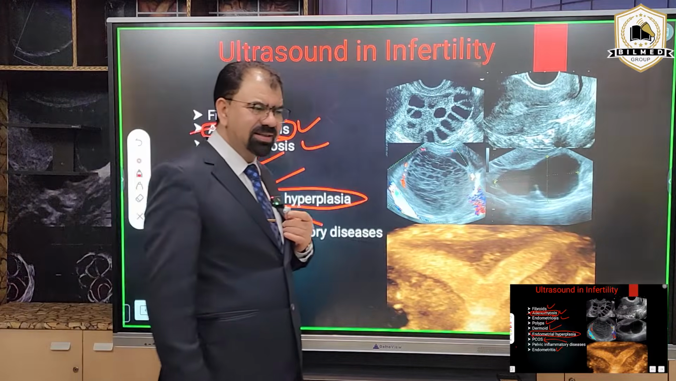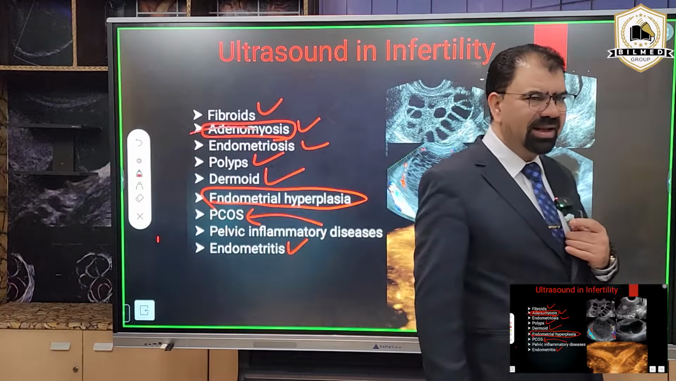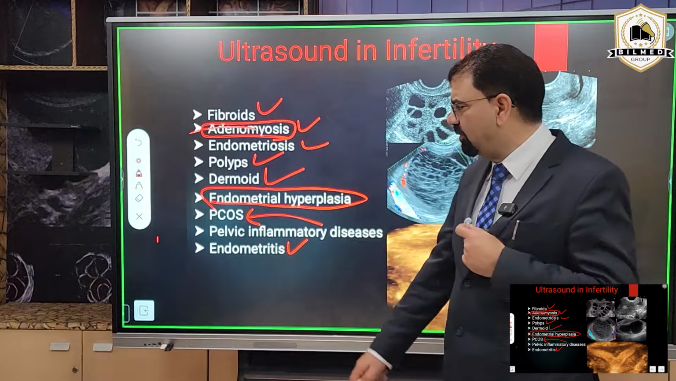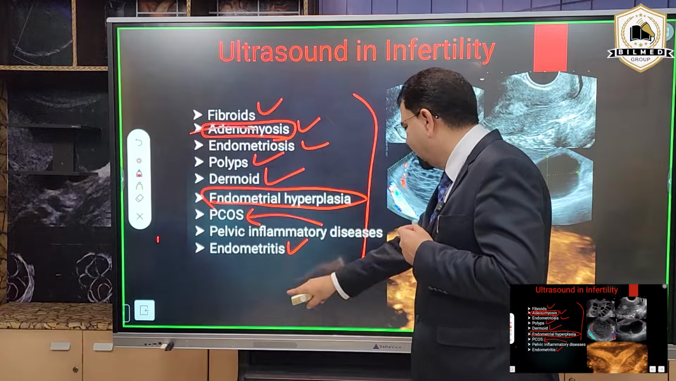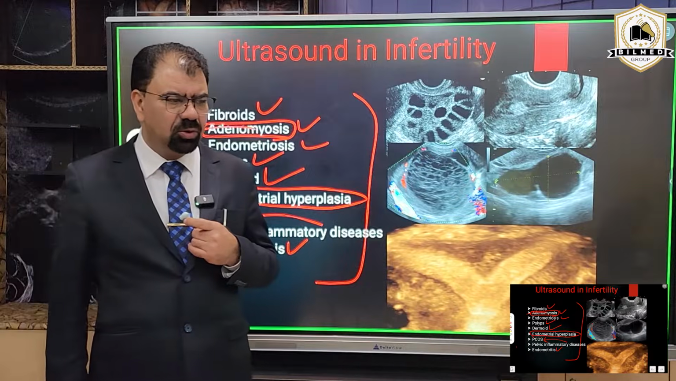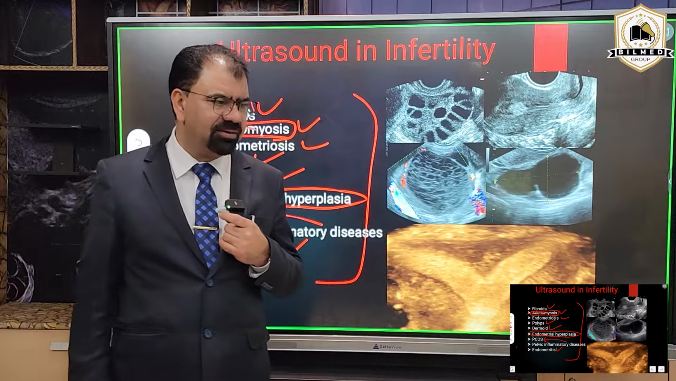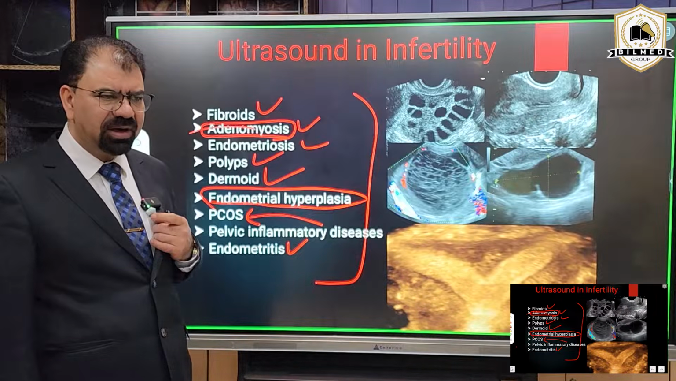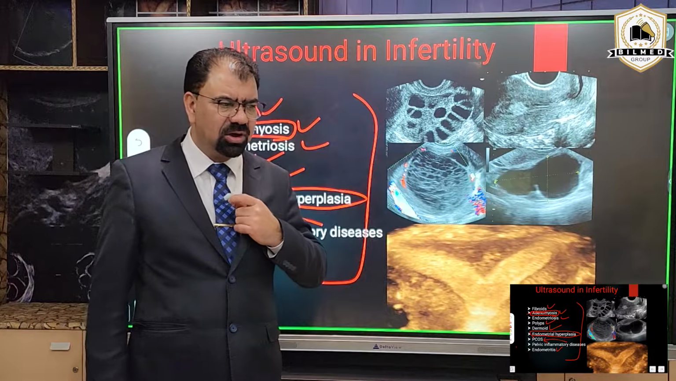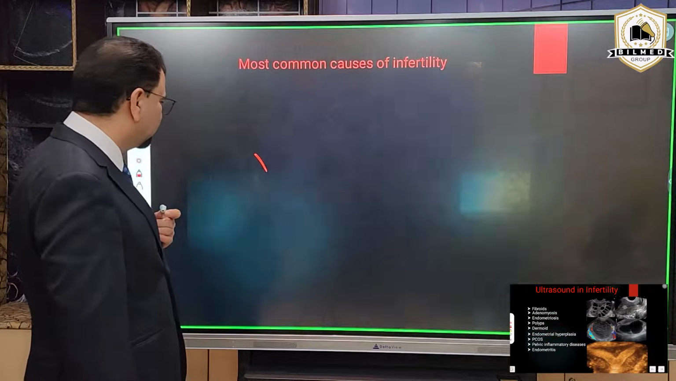Now, the point here is that when you are scanning an infertile patient, you have to keep this checklist in your mind. Maybe there is some abnormality in the uterus which is the cause of the infertility, and you are unnecessarily spending more time, and the only time I will say, on scanning the follicle only.